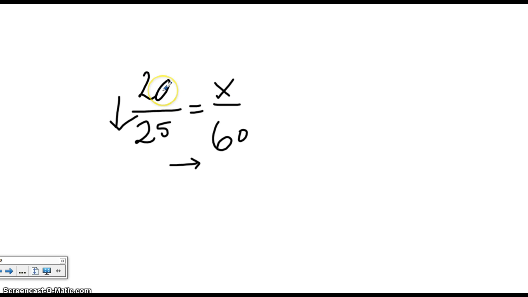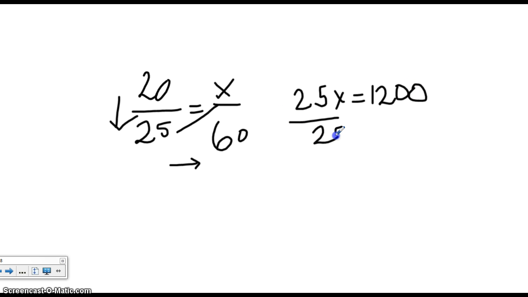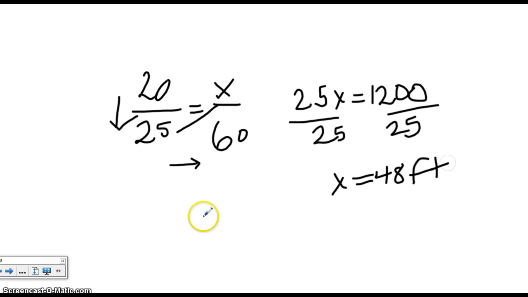And if we don't see something that multiplies by 20 to make 25 that easily, we can always make an equation by multiplying the numbers that are across from each other diagonally. So 25x equals 1,200. Divide by 25 to find the height of that building, and x equals 48 feet. So that is the answer to number 31.